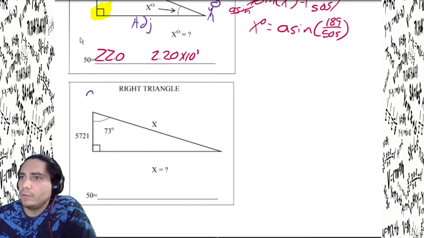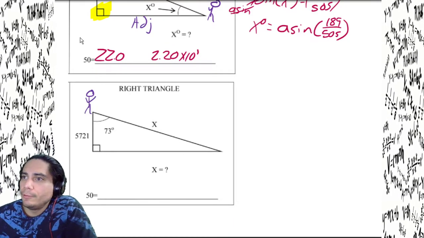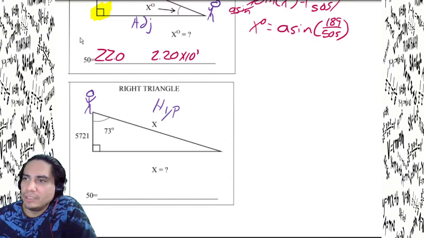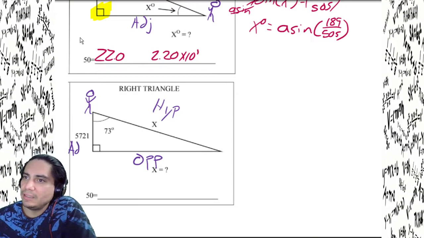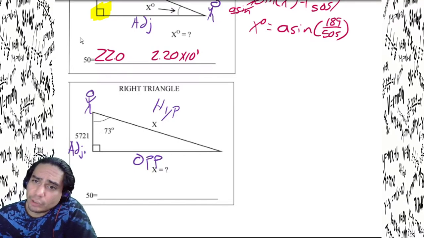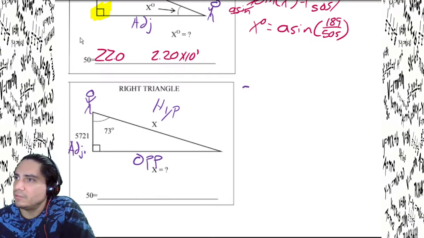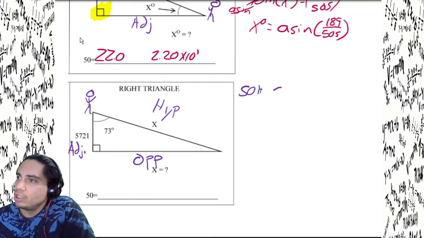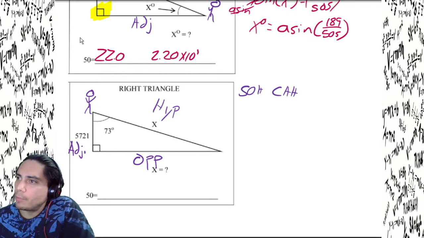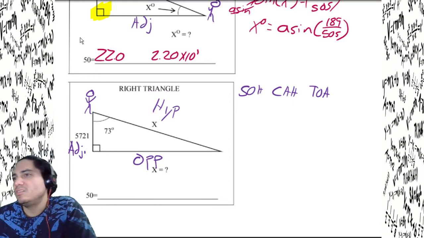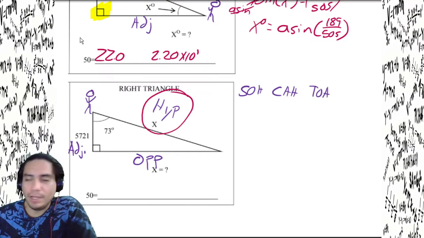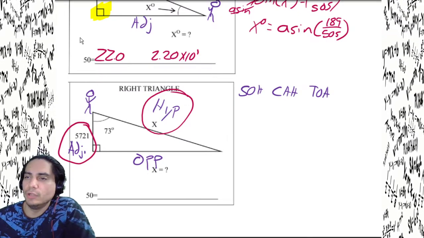We got ourselves our angle of reference right here. We got the hypotenuse, because we hip to it. The opposite on this side and the adjacent, okay? We got to know our vocabulary here. Once we know the vocabulary, it's going to be a piece of cake. We're going to use SOHCAHTOA. You see that problem 50? Get with it. I mean, that's all it is. So, as you can see, we got the hypotenuse. Now, I'm just messing with you. It's called the hypotenuse or whatever.